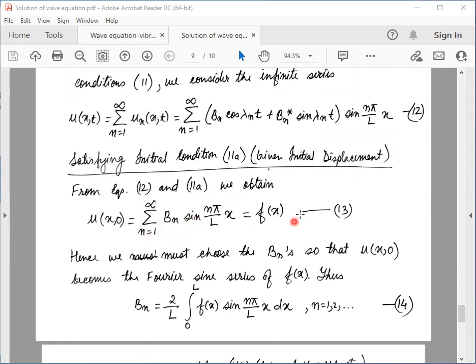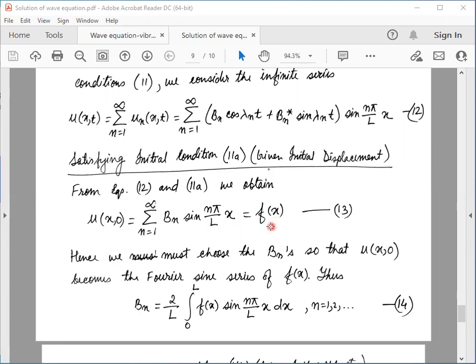So from this equation, we must choose the bn's so that the initial displacement becomes the Fourier sine series of f(x). So this is nothing but the Fourier sine series of the given function f of x.